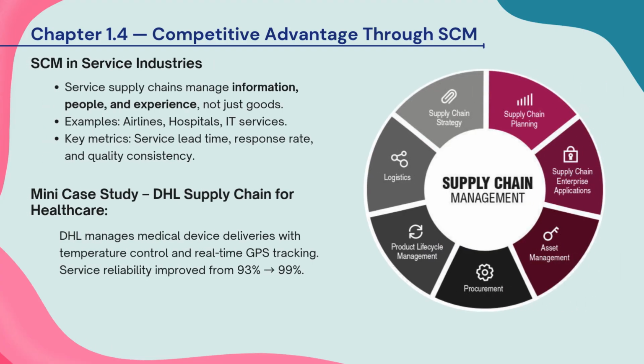This slide explains supply chain management in service industries, where the focus is on managing information, people, and customer experience rather than just physical goods. For example, DHL's healthcare supply chain uses temperature-controlled transport and real-time GPS tracking, improving service reliability from 93% to 99%. Other examples include airlines, hospitals, and IT services. Key metrics include service lead time, response rate, and quality consistency. Efficient service SCM ensures customer satisfaction and operational excellence.